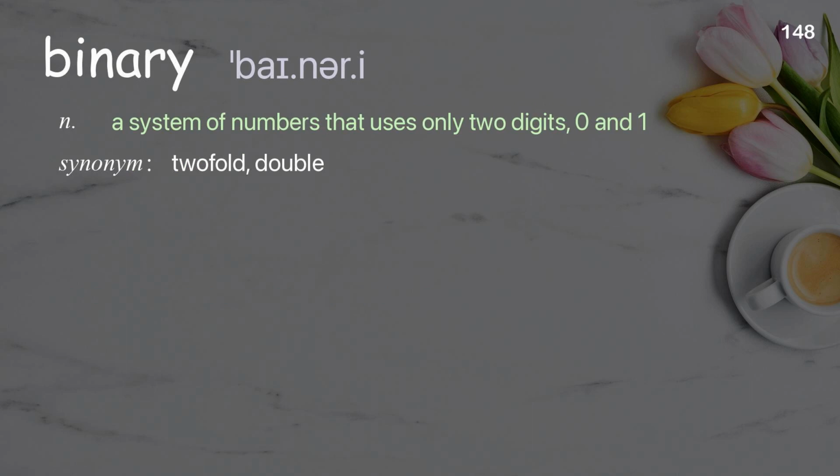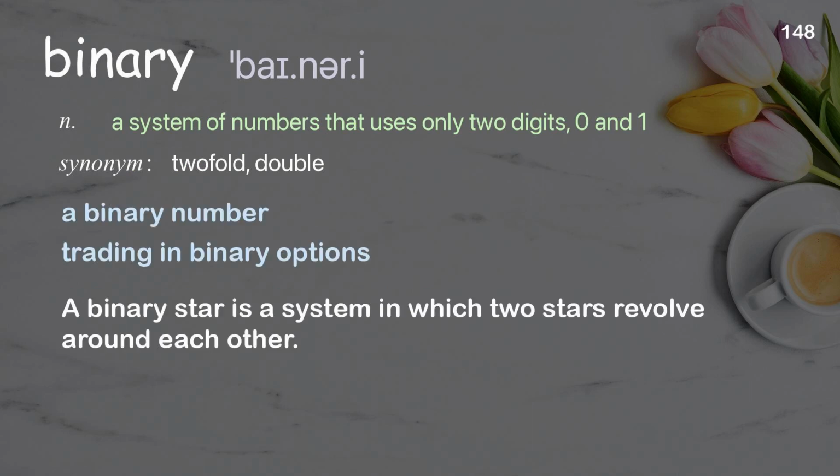Binary. A system of numbers that uses only two digits, 0 and 1. Examples. A binary number. Trading in binary options. A binary star is a system in which two stars revolve around each other.